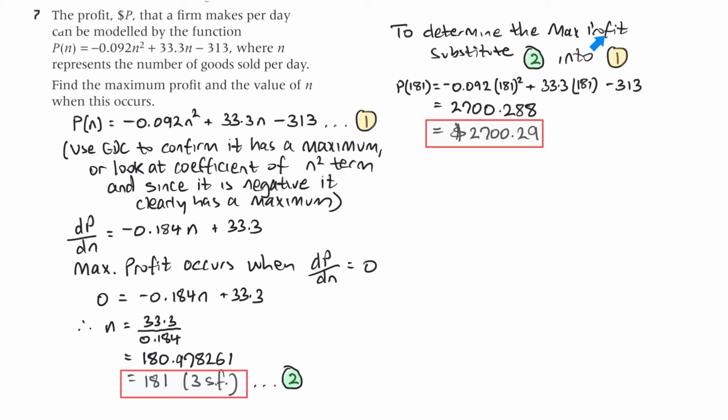To determine the maximum profit, substitute 2 into 1. So we've got 181. Again, it has to be an integer because it's the number of goods sold per day. We're not selling half of a goods. Okay, and we substitute 181 back into 1 into this. And we've got $2,700.29. So keep it like that, 2 decimal places, because it's money.